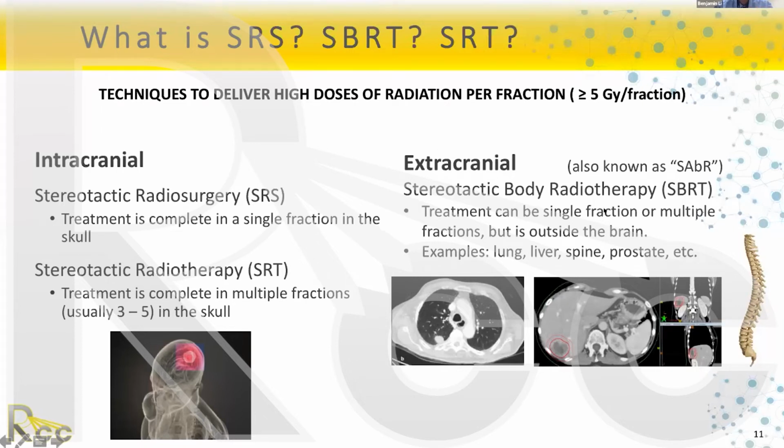And SBRT stands for stereotactic body radiotherapy. This is also known as SABR, or stereotactic ablative radiotherapy. So when you see SBRT and SABR for this course, we'll consider those the same things. And this can be treatment in a single fraction, like SRS. It can be treatment in multiple fractions, like SRT, but it occurs outside the brain. So the spine or the liver or the lung, and you'll see different examples throughout this course.